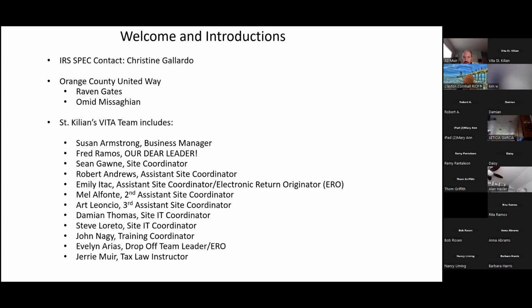And then Emily, she is a known quantity. She's our ERO, and she works both at St. Killian's and at Garden Grove Coastline College. And then we've got the other players, including our IT folks. And we've got John, our training coordinator. I believe Evelyn is still going to join us for the, say again? Sorry, I was coughing.